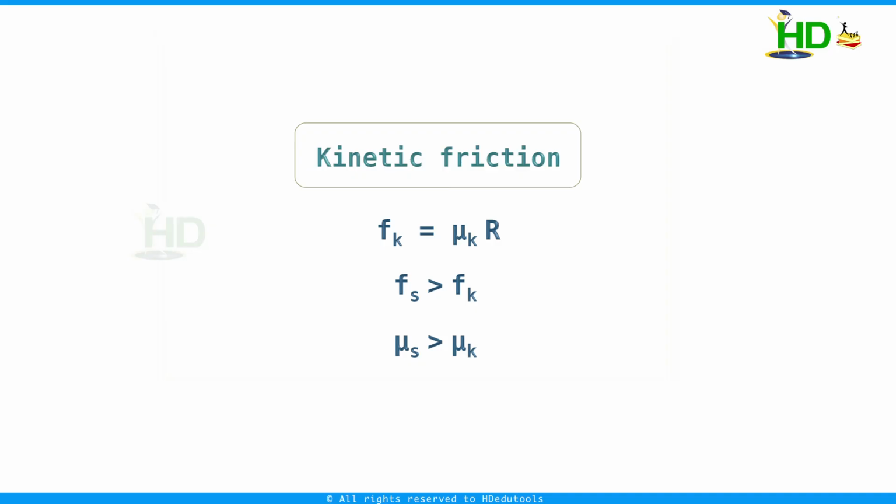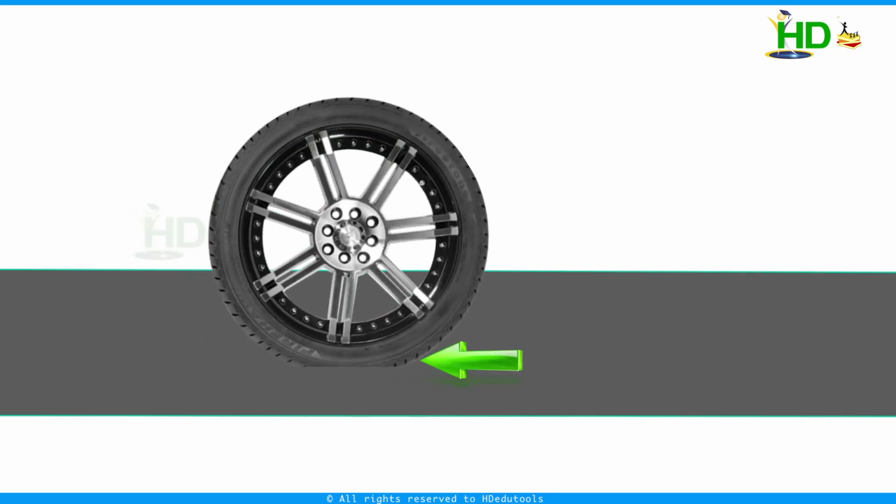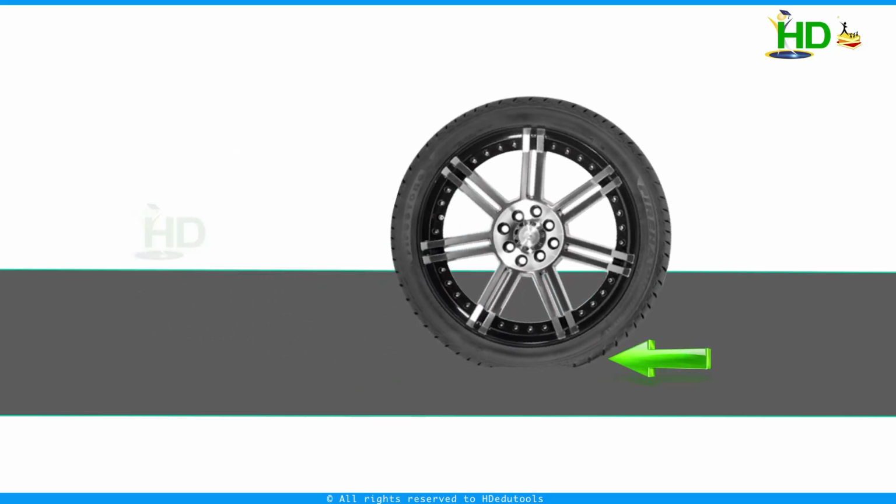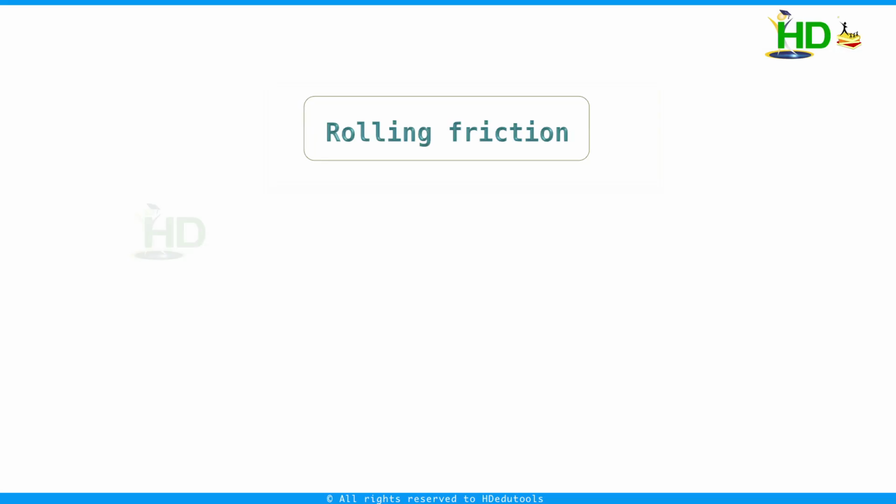Apart from these two, we are having another kind of friction, that is the rolling friction. The frictional force which opposes the relative motion between the surfaces when an object is rolling on a surface. In the case of rolling friction, the rolling frictional force is written as Fr equal to mu r into R, where mu r is the coefficient of rolling friction, R is the normal reaction. Always the coefficient of static friction is greater compared to the coefficient of kinetic friction, and this is greater compared to the coefficient of rolling friction.